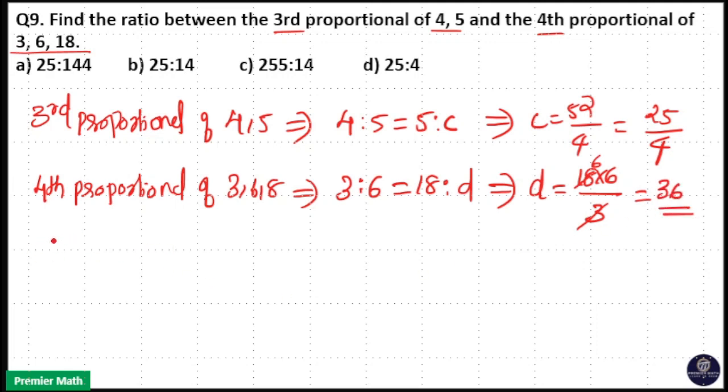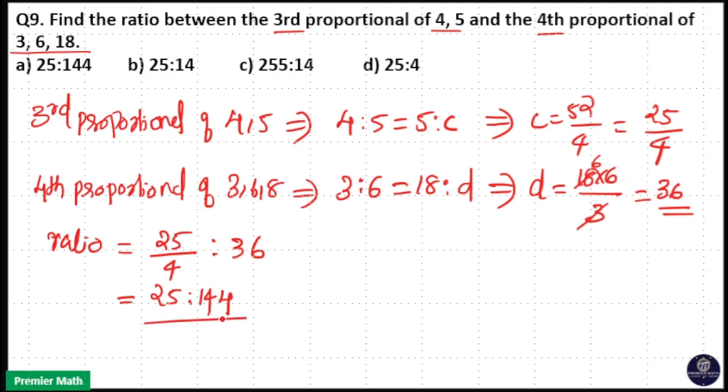That means the ratio between these is equal to 25 by 4 is to 36. That means 25 is to 4 into 36, which is 144. So 25 is to 144. Option A is your answer.